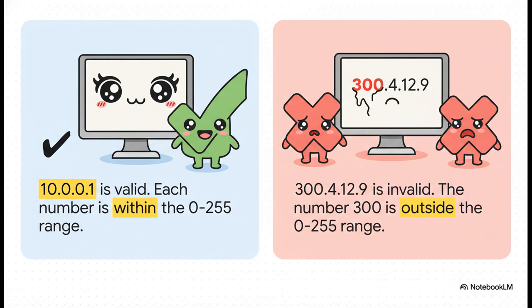The address on the left, 10.0.0.1, is perfectly valid because every number, 10, 0, 0, and 1, is inside that 0 to 255 range. But look at the one on the right, 300.4.12.9. That one's invalid. Why? Because that very first number, 300, is too big. It's outside the allowed range, so it breaks the rule for IPv4.